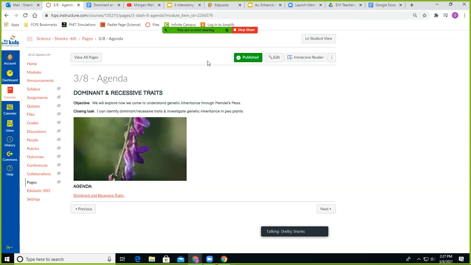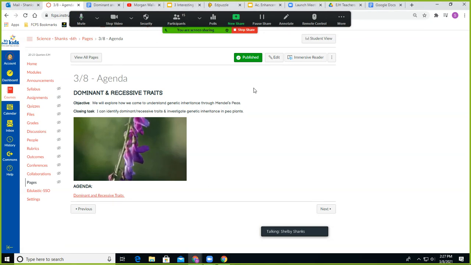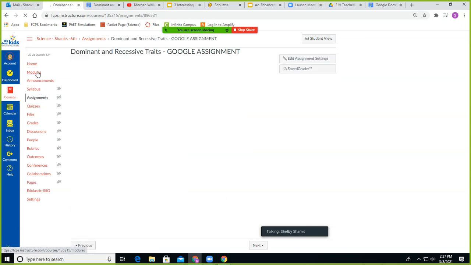Okay. So what we're going to talk about is recessive and dominant traits. We're going to explore how we came to understand genetic inheritance through Mendel's peas. Then you guys are going to be able to identify some dominant and recessive traits, and then we're going to look at Mendel's pea plants at the end. So go ahead, go into modules. You're going to see a dominant and recessive traits Google assignment.